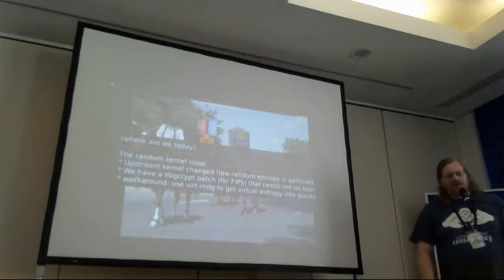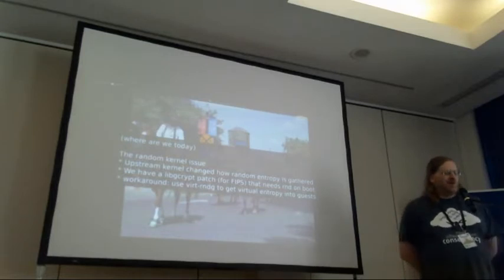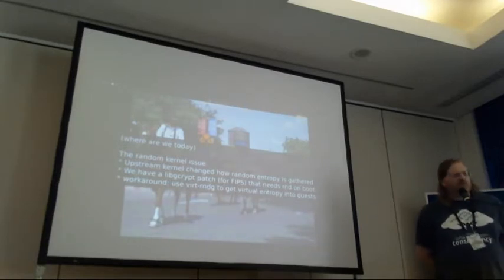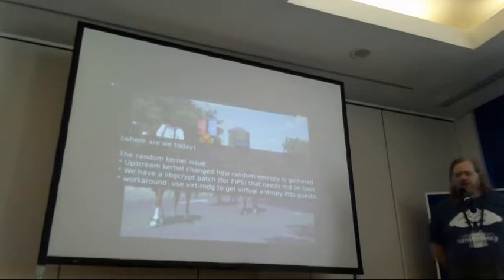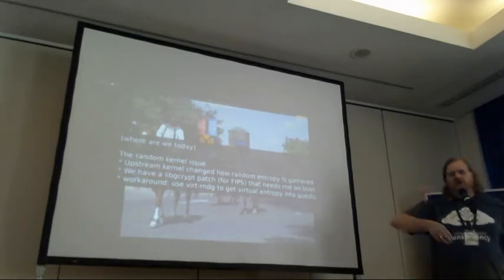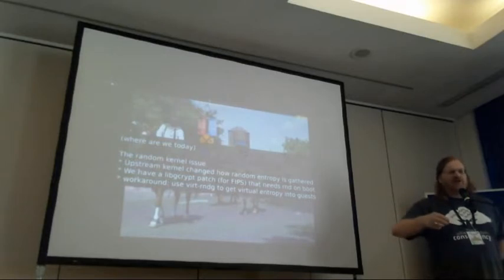And then Patrick looked at it even further, and he found that it was a confluence of things. GNU TLS, I think it was, using libgcrypt, that's right. So, yeah, it's a confluence of a bunch of things. Libgcrypt using FIPS, so it needed randomness, and the kernel changing the way randomness is gathered initially on boot.